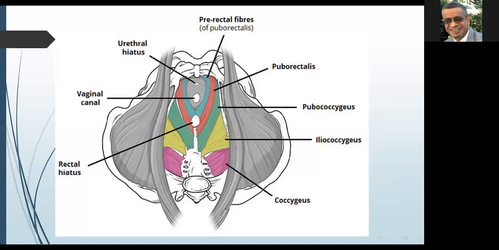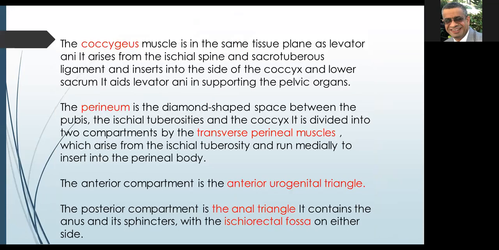The coccygeus muscle is in the same tissue plane as levator ani. It arises from the ischial spine and sacrotuberous ligaments and inserts into the side of the coccyx and lower sacrum. It aids levator ani in supporting the pelvic organs.